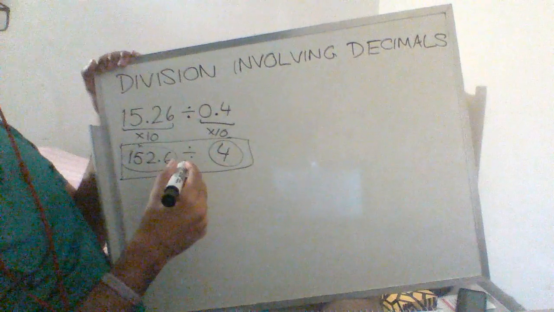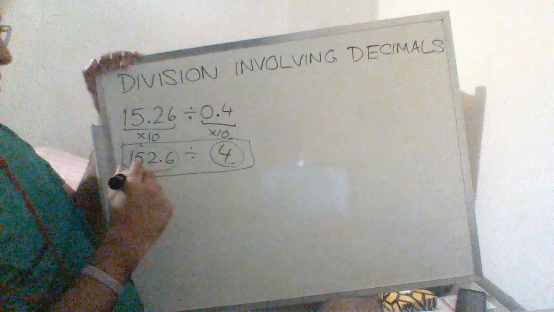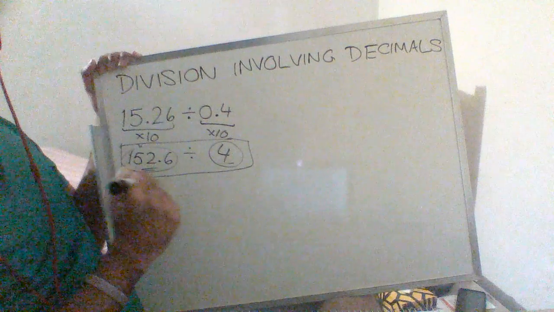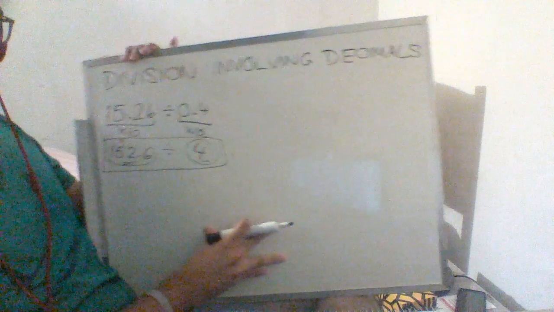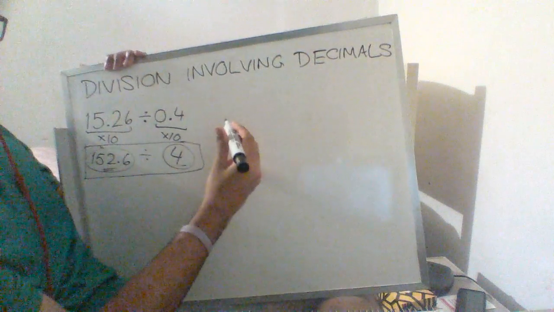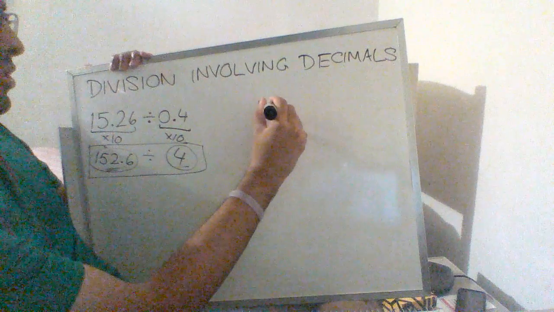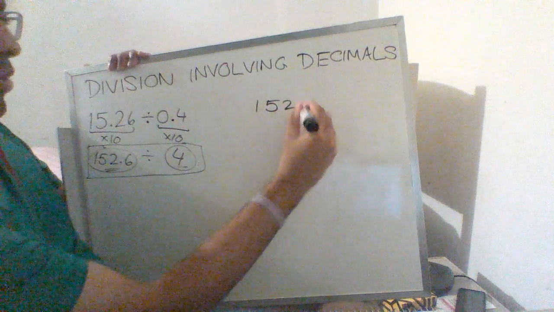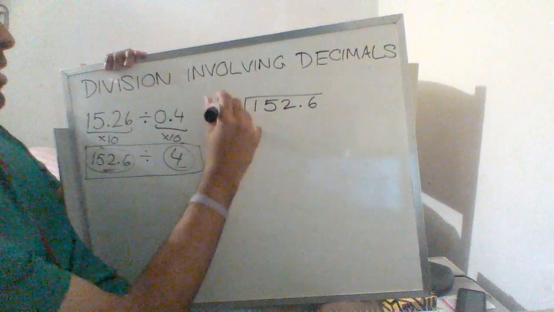So the only thing that's different between this problem and the last problem is that our divisor is now a whole number, but our dividend is still a decimal number, right? It still has this 0.6 on the end of it. So let's go through it and let's see what this gives us. So we've got 152.6, and then we're going to divide that by 4.